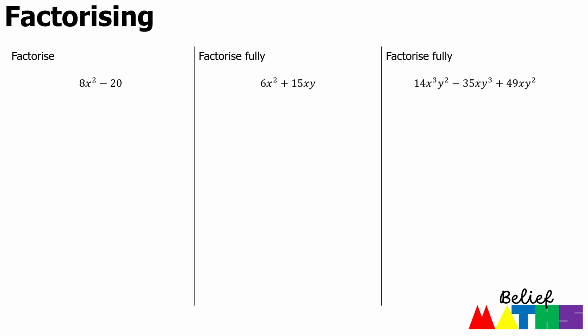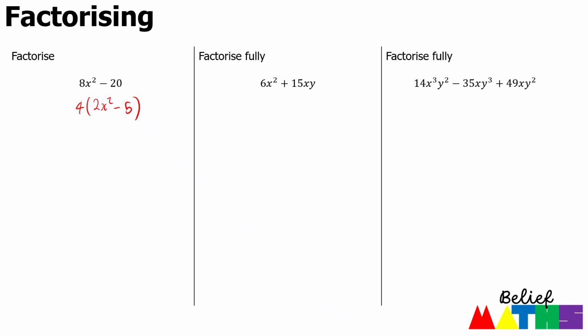In these questions we're looking at factorising. So expanding is taking out of brackets, factorising is putting into brackets. So we can take 4 out of each of these, which gives us 2x squared minus 5. And then that can't be factorised any further. That does look a little bit like the difference of 2 squares, but because 2 and 5 aren't square numbers, we just leave it like that.